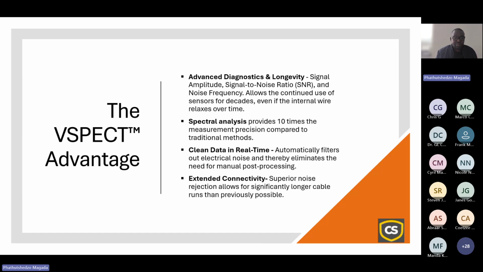So with VSpec technology, there's no need for manual post-processing to eliminate external noise. It is able to ensure extended cable runs. For example, superior noise rejection allows for significantly longer cable runs than previously possible. So with VSpec, longer cable runs are possible.